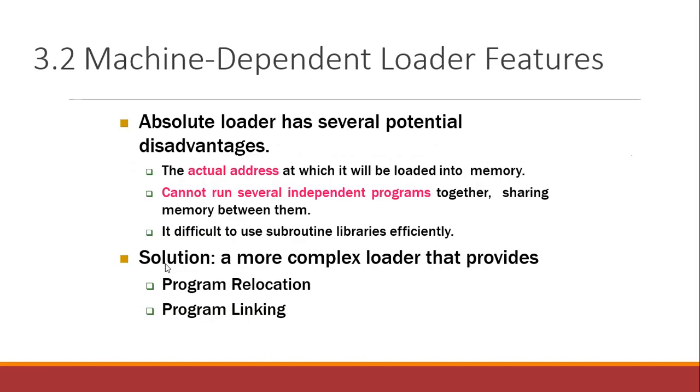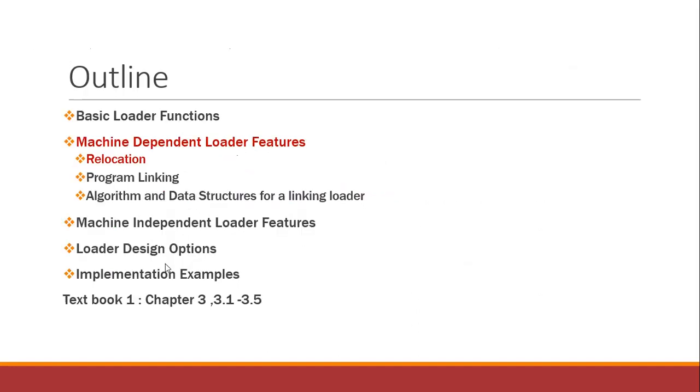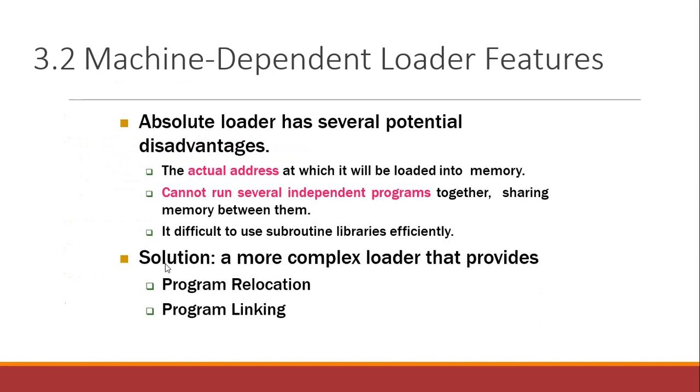This is about program relocation, a machine dependent loader feature, that is, related to the machine. The first one is relocation. First, it discusses what the problem is in the absolute loader. The main problem is that the programmer needs to specify the actual address, and the loader loads the program to that actual address, meaning the physical address.